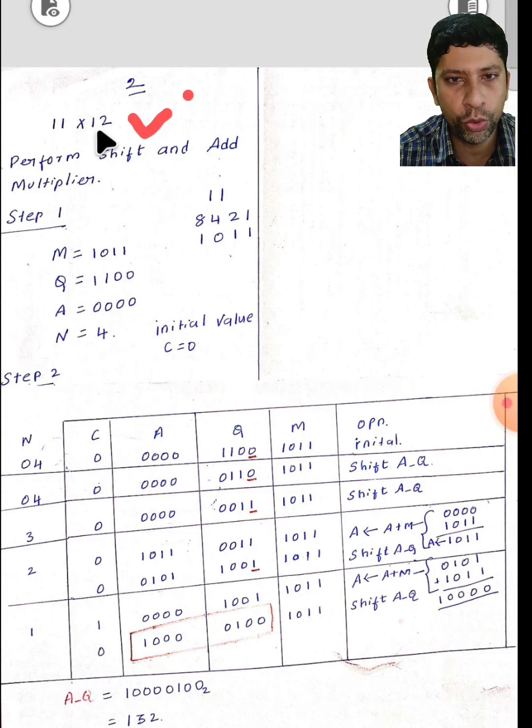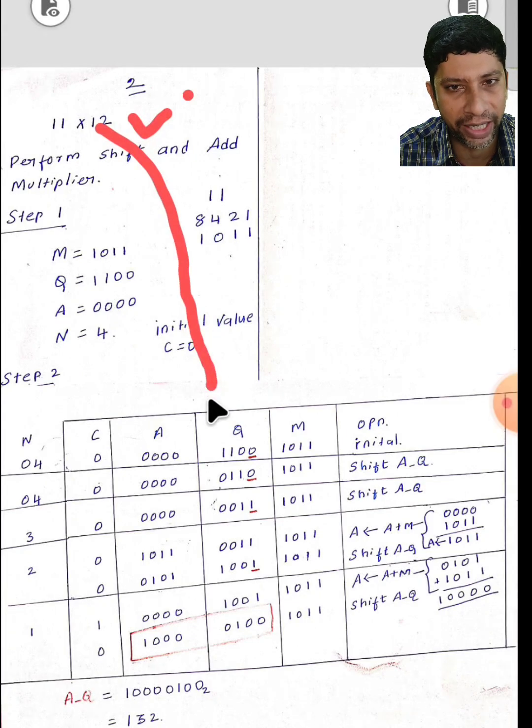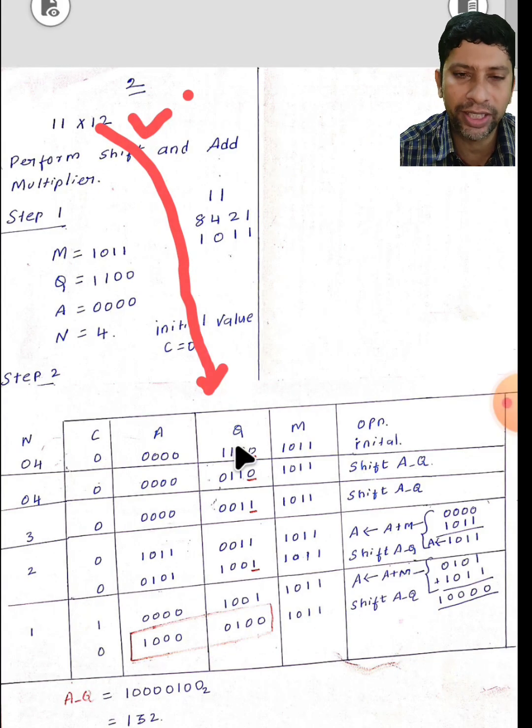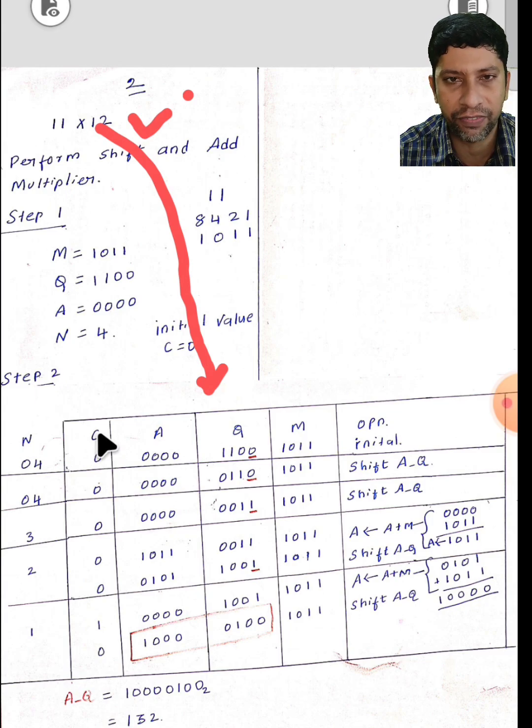Then what is q? Q is going to be 12, which is 1100. Every time, multiplicand will be the q. In all cases, multiplicand will be the q. Then a, as we already said, is going to be 4 zeros in this case, as we have n is equal to 4. Then carry, we are going to perform the addition operation.